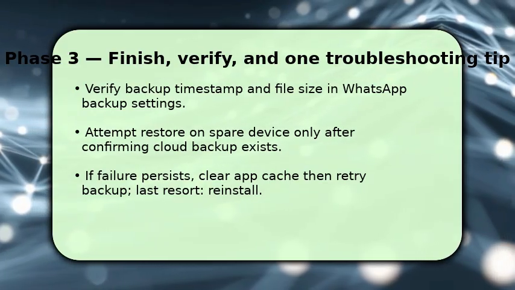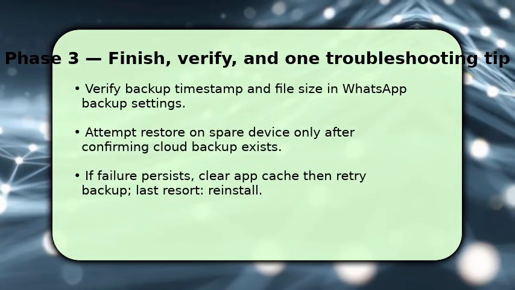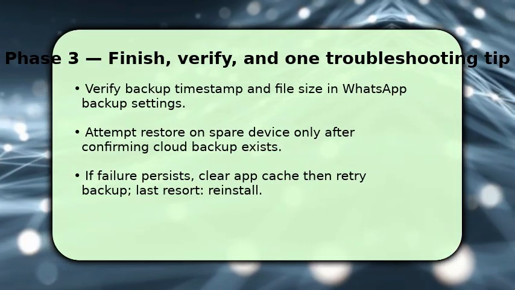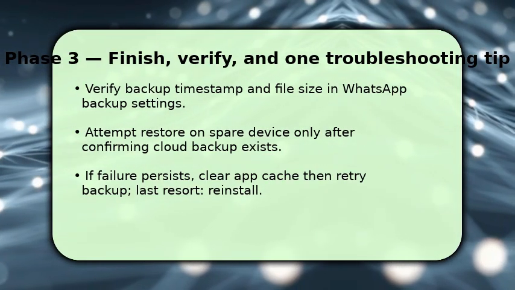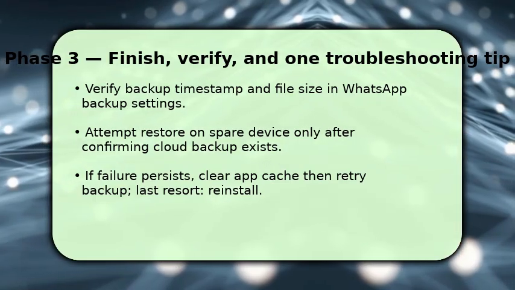If backups still fail, the single most effective troubleshooting step is to clear the app cache and retry. This removes corrupt temporary files. If that doesn't help, uninstall and reinstall WhatsApp, then restore.